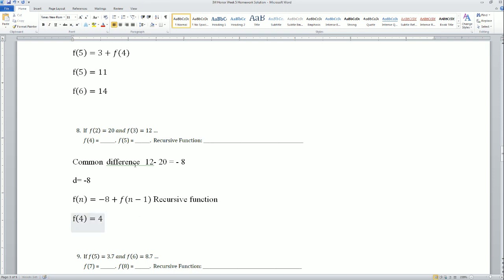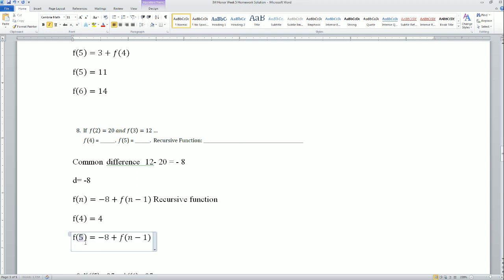Good. Next, we're going to grab this. We're going to do it for 5. Plug in 5 here for n. So n here is also 5. What is 5 minus 1, which is 4? Negative 8 plus function of 4. We know function of 4 is 4 here, so substitute 4 in here. What is negative 8 plus 4? That should have been a negative 4. Sweet. So there you go. That's your function of 4, and that's your function of 5.